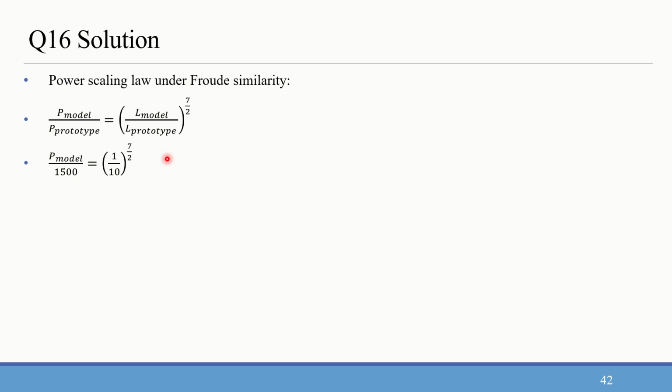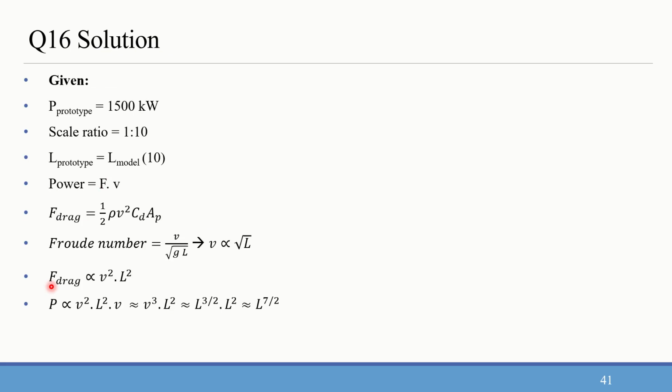So what happens? 1 divided by 10 is 0.1 to the power of 3.5. So it is 3.16 into 10 power minus 4 into 1500 gives us 0.474. Power model is therefore 0.4743 kilowatts, or in normal watts we can write it as 474.3 watts. So even though this doesn't occupy much calculation, we have to get that relation. That is the important part here.